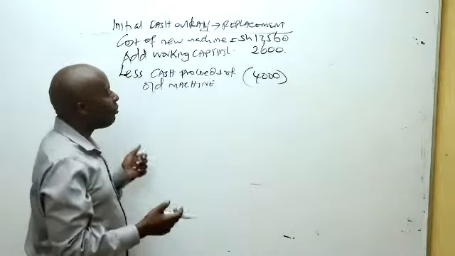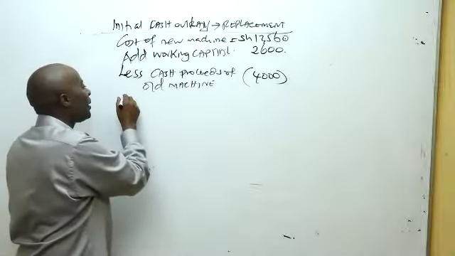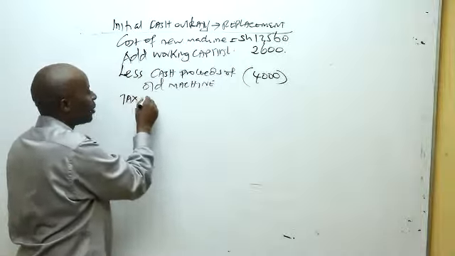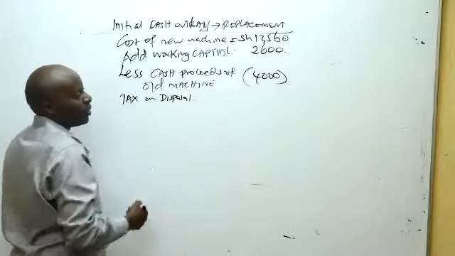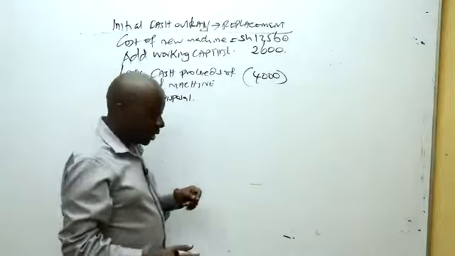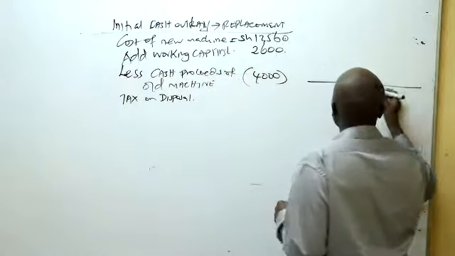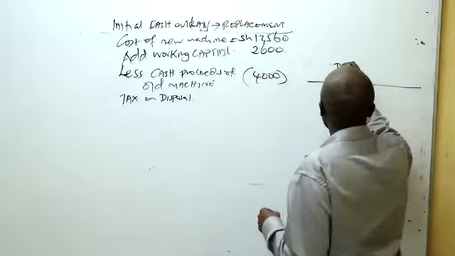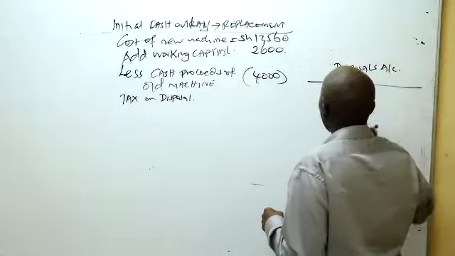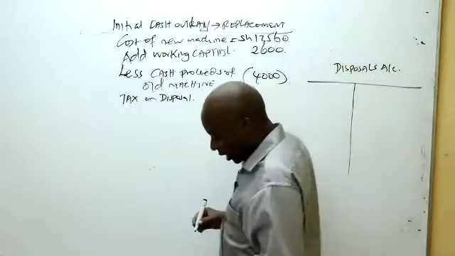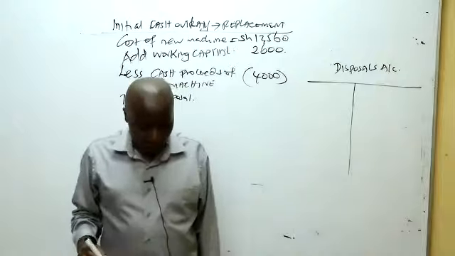Then the other component that so many students will forget is the concept of what here? The taxation. The tax on disposal. So meaning that you need a disposals account. Come and give us a disposals account.